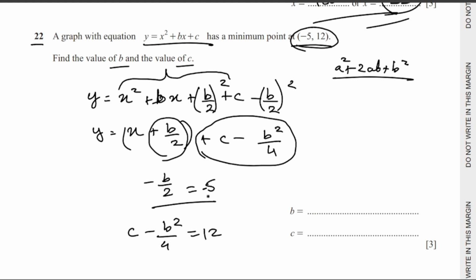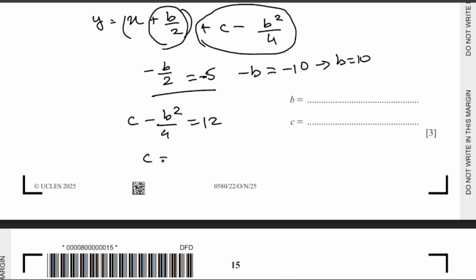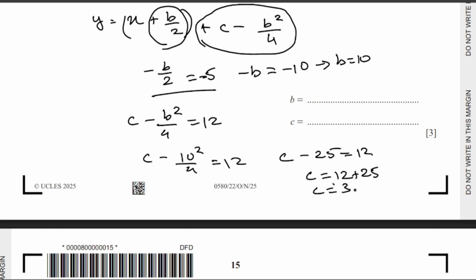So first, obviously, we need to find b. b would equal exactly 10, because negative b would equal negative 10, so positive b would equal 10. Now put that value in here. c minus 10 squared over 4 would equal 12. So c minus 100 over 4, which is 25, equals 12. So c equals 12 plus 25, which is 37. And that is your answer, 10 and 37 for 3 marks.